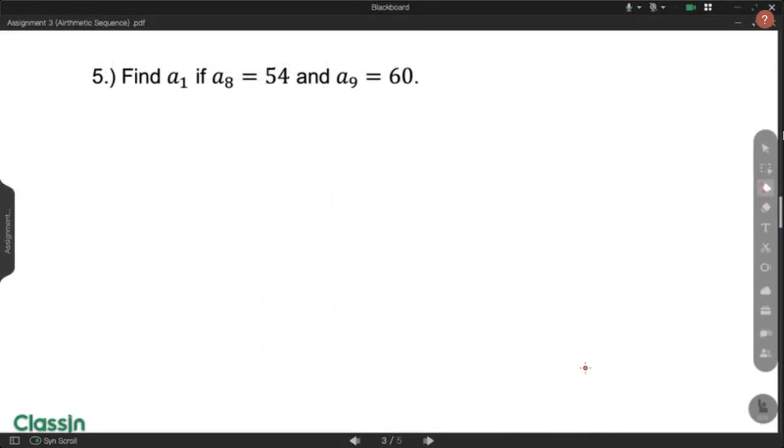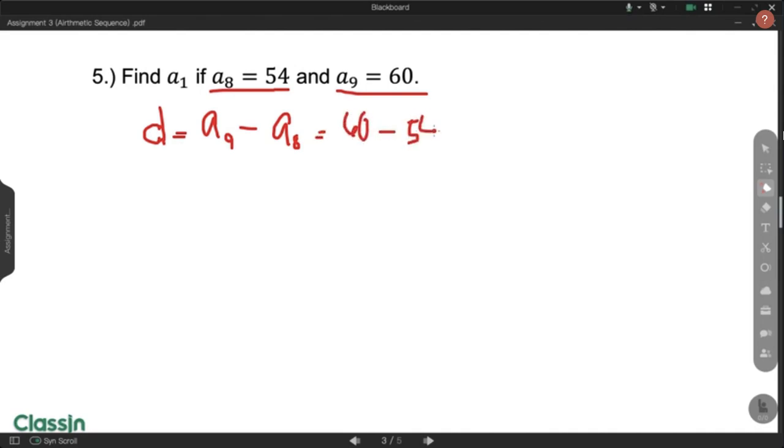Number 5. Find a sub 1 if a sub 8 is 54 and a sub 9 is 60. This is very easy because we can simply find d, our common difference, using these consecutive terms, a sub 8 and a sub 9. d, the common difference, is equal to a sub 9 minus a sub 8. That is 60 minus 54, which is equal to 6. Our common difference is 6.